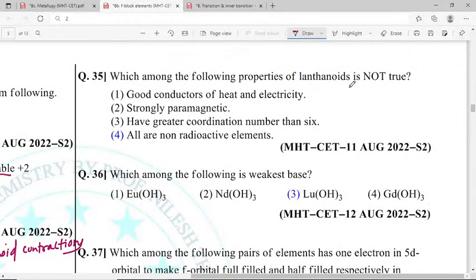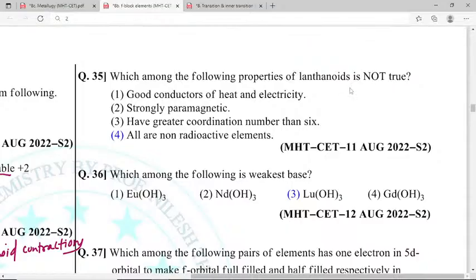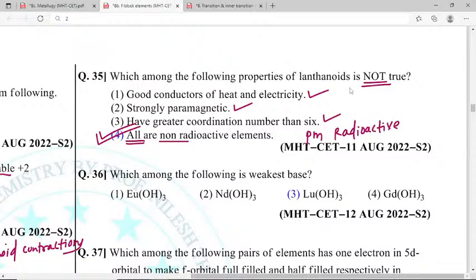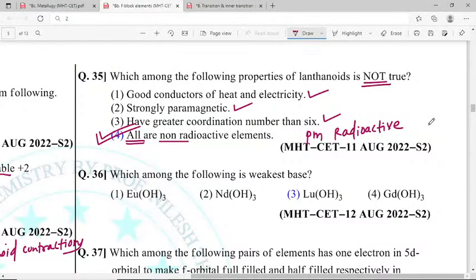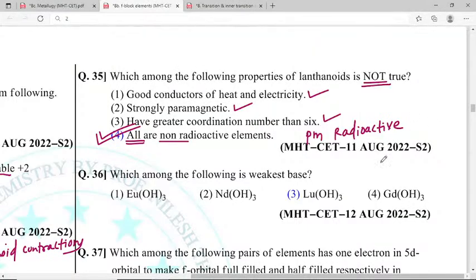Which among the following properties of lanthanoids is not true? Good conductor of heat and electricity, correct. Strongly paramagnetic, correct. Have greater coordination number than 6, correct. All are non-radioactive. This is not correct. Promethium is the exception. Promethium is radioactive. So not all are non-radioactive. So this is not true.